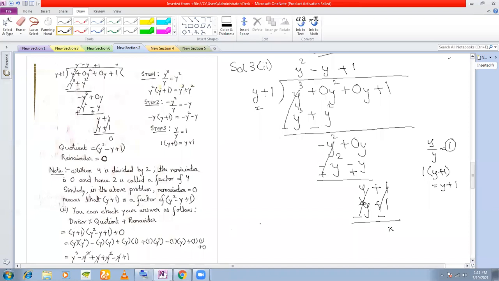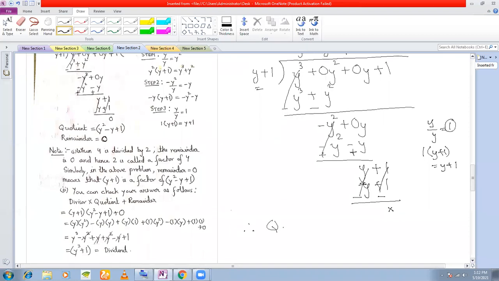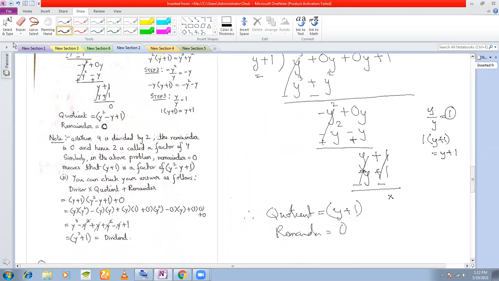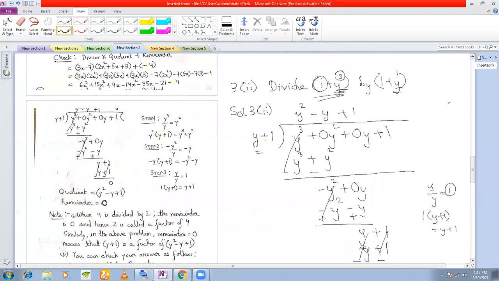So therefore what can we write? Quotient is equal to y plus 1 and remainder is equal to, no, sorry, 0. Quotient is not y plus 1, quotient is y square minus y plus 1. Quotient is y square minus y plus 1. Quotient is this one, right?